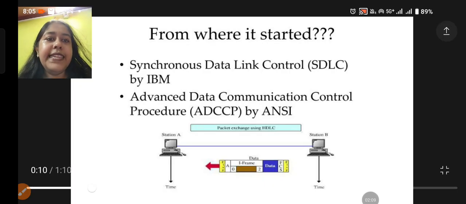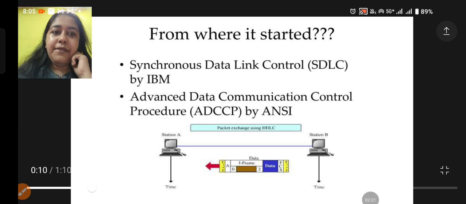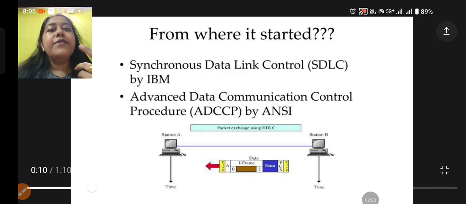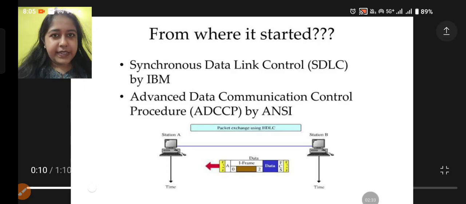Here you can see a figure where the packets are exchanged between station A and station B using HDLC. In other slides you will see further the different types of frames which we are using here. Here you can see the time. Obviously a time limit is there, as we have already seen in the previous protocols like stop and wait, etc.